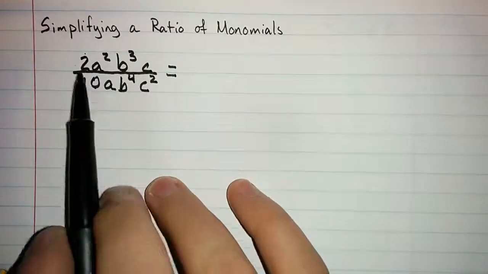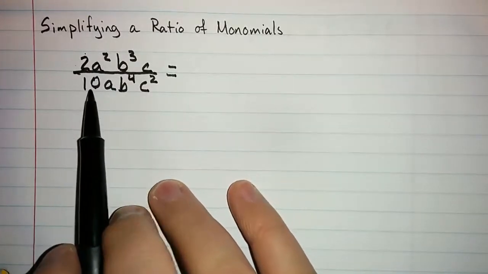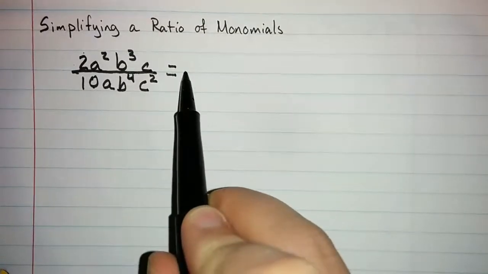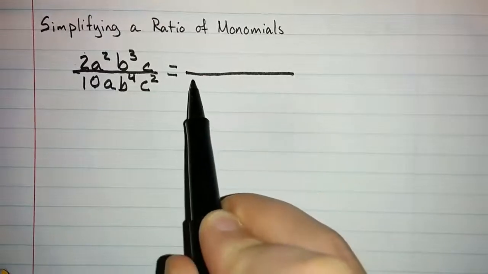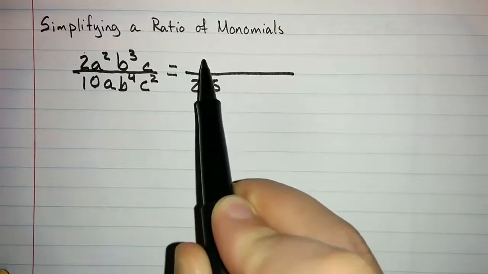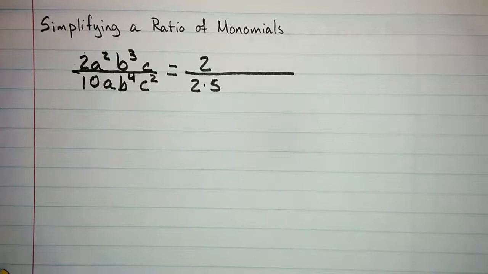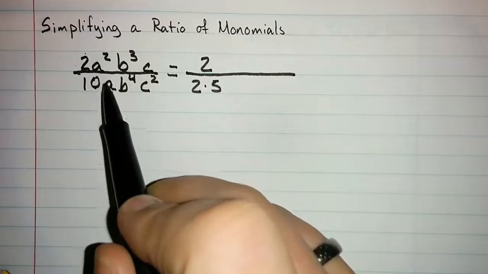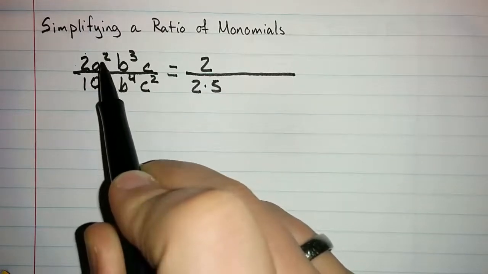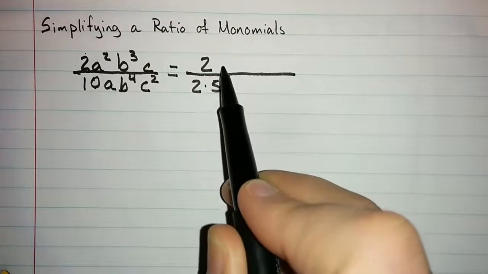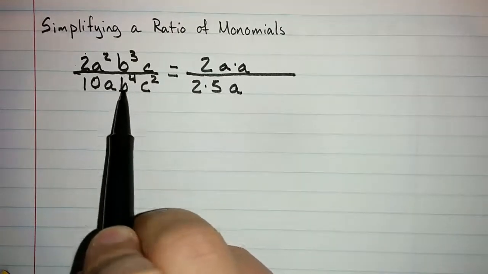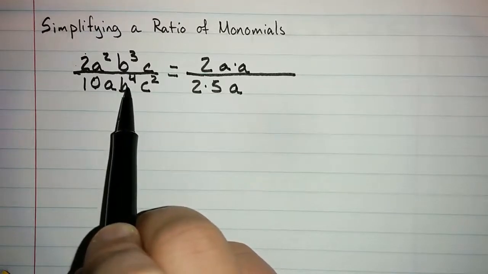Looking at the coefficients, here I see a 2, and I see that 2 is a factor of 10. Right, 10 is 2 times 5. And in my numerator, I just have 2. I see a's in both the numerator and denominator. Here I see an a squared. That's a times a.